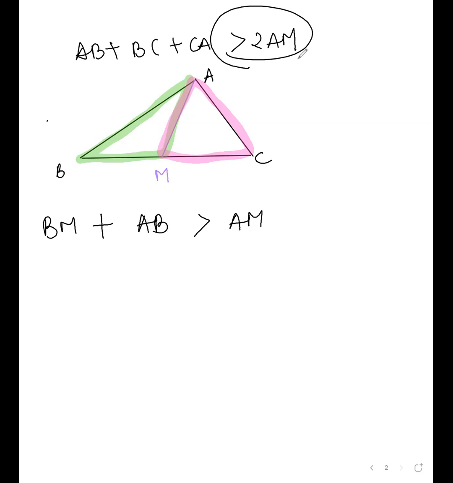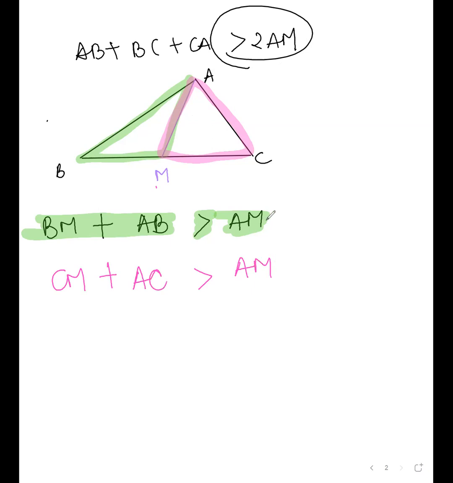So this was for the green triangle. Now take a look at the pink triangle and tell me something plus something should be greater than AM. In both these triangles, AM is common, right? So you will say CM plus AM. No, sorry, AC. Very good. Plus AC is greater than AM.